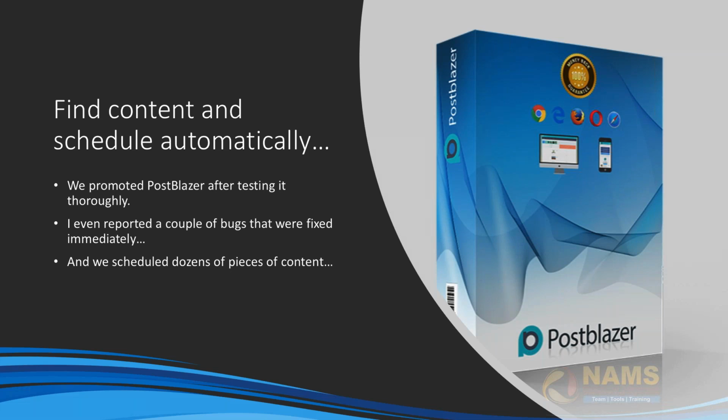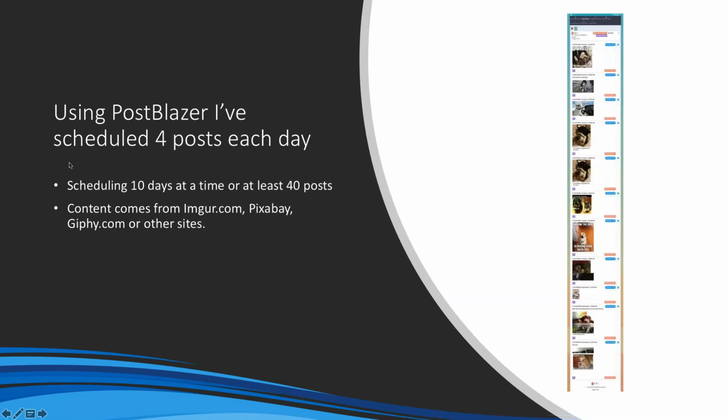So we're finding content and scheduling it automatically using PostBlazer. I tested it thoroughly, then we promoted it, then I was building the page out. I reported a couple of bugs to them as I was building the page out, and they fixed them immediately. And now I think we've had over 105 pieces of content scheduled through PostBlazer just to this niche. And I've got about 70 still out there being scheduled now. So we're using that tool to do this. Using PostBlazer, I've scheduled 4 posts a day, scheduling 10 days at a time, or at least 40 posts. And you can do up to 100, I think, in PostBlazer. You can see this is an image of the queue inside of PostBlazer, where I've got memes and other things in there.